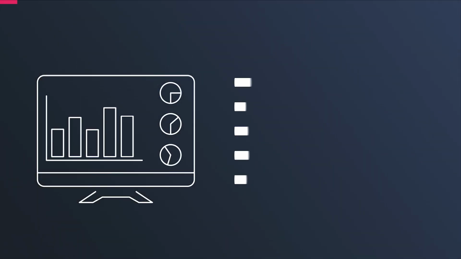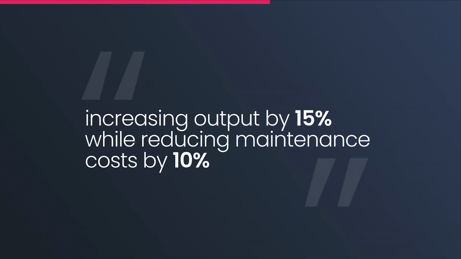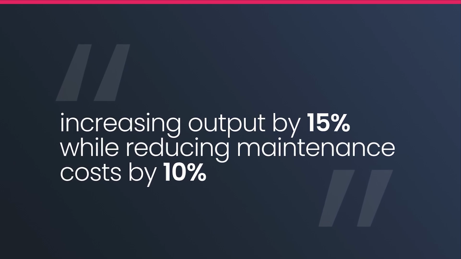Of course, you'll need to build upon this list with other KPIs that meet the specific demands of your own. For example, increasing output by 15% while reducing maintenance costs by 10% will help you stay focused and quantify the benefits.